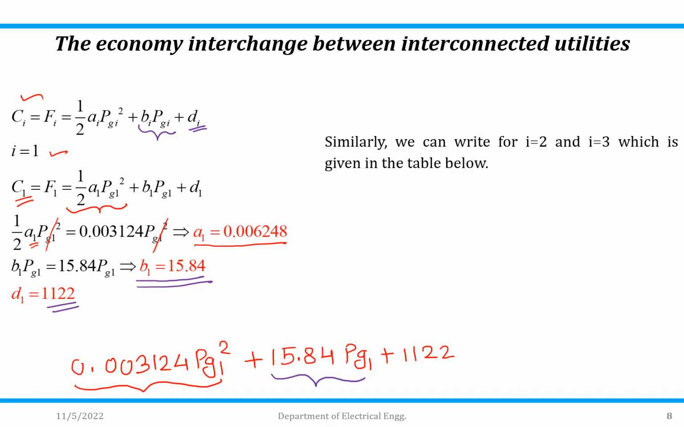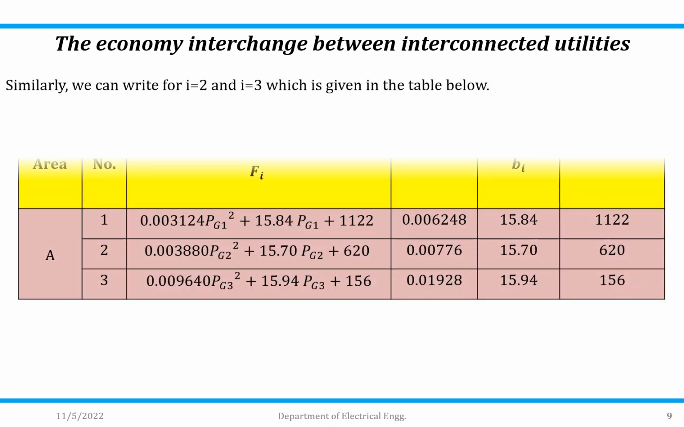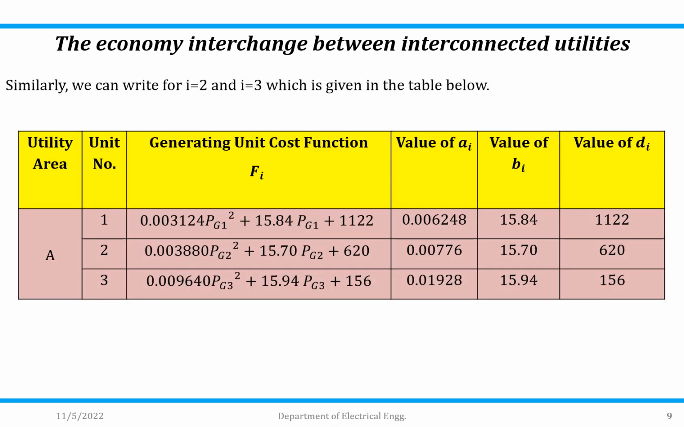Similarly, we can do it for i equal to 2 and i equal to 3. Likewise, you can write the steps. Directly, I have made one table. Let's see that. So these are the values for the cost equation. For generator unit 1, we got these values of Ai, Bi and Di.